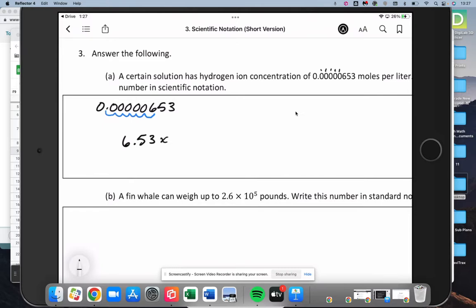6.53 times 10. And to get back to the original number, I need to move to the left. So it's going to be a negative exponent. Let's count the number of movements. 1, 2, 3, 4, 5, 6. I had to move 6 spots. So that number in scientific notation is going to be 6.53 times 10 to the negative 6. Because if I move the decimal 6 places to the left, I would get back to my original number.